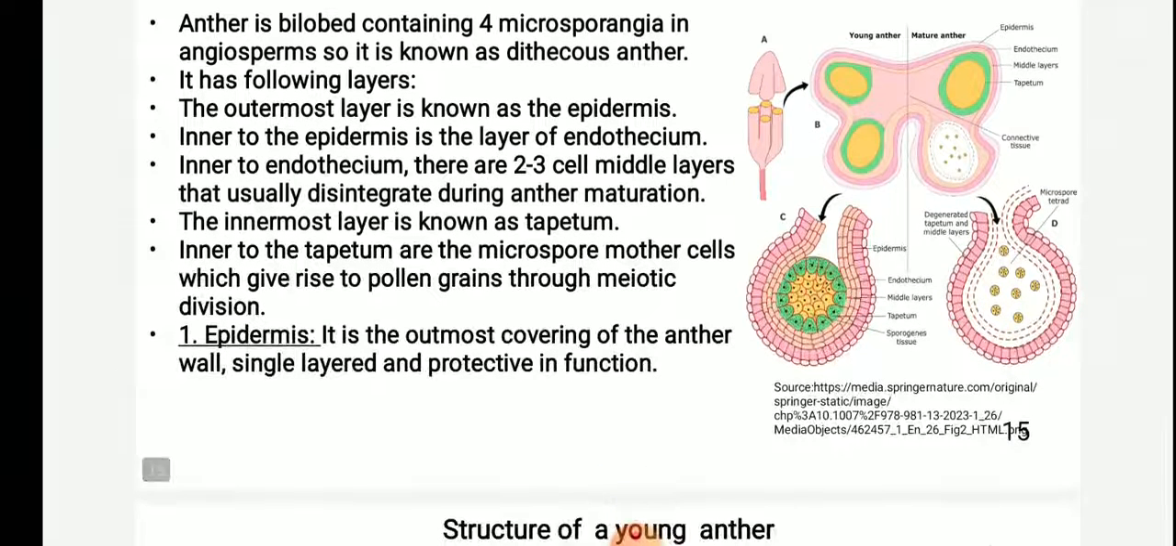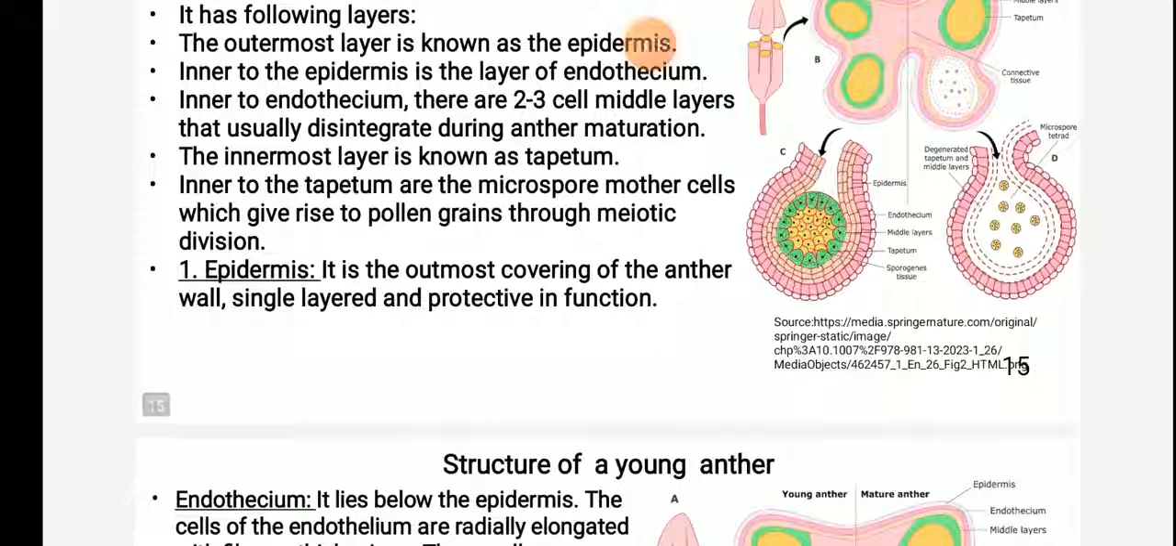It has the following layers. The outermost layer is known as the epidermis. Inner to the epidermis is the layer of endothecium. Inner to the endothecium there are 2 to 3 layers of the middle layer, and that usually disintegrates during the anther maturation.